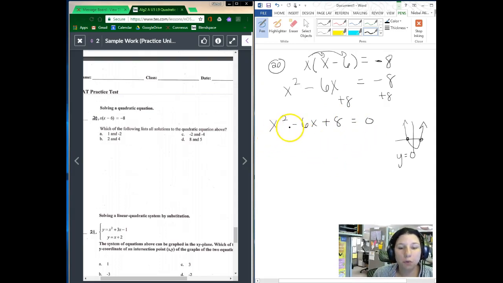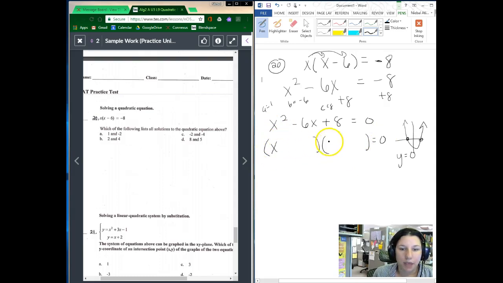And you can use the quadratic formula at this point if you want to. Say a equals 1, b equals negative 6, c equals 8, x equals negative b plus or minus the square root of b squared minus 4ac over 2a. That takes quite a while. You can actually factor this one, might be a faster method for you.